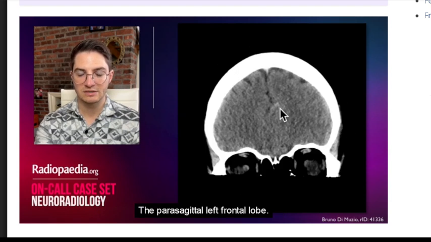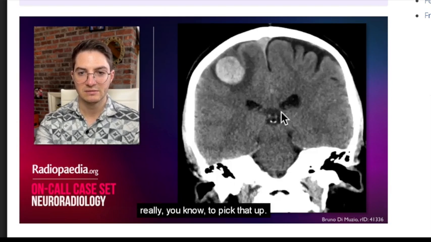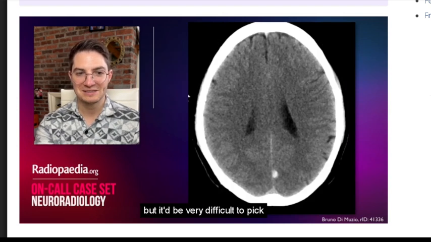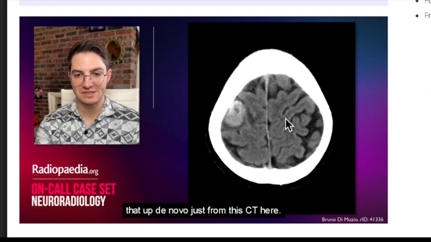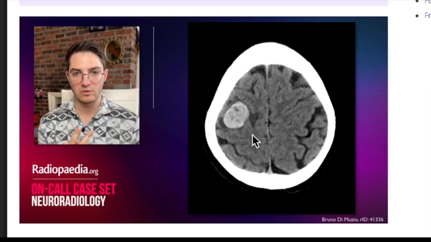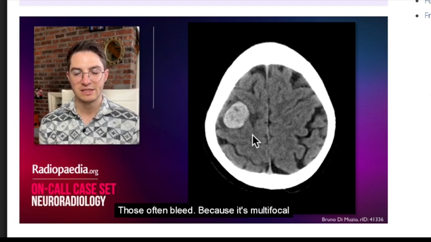The parasagittal left frontal lobe, there actually happens to be another tiny lesion there, but I don't expect you really to pick that up. I know it's there because I have the MRI, which I'm going to show you, but it'd be very difficult to pick that up de novo just from this CT here. But I'm worried mostly in this case about two things. One, if the clinician told me that this patient was septic, I would worry about potential septic emboli. Those often bleed because it's multifocal, kind of gray-white matter junction. But similarly, I'm worried about neoplasia.